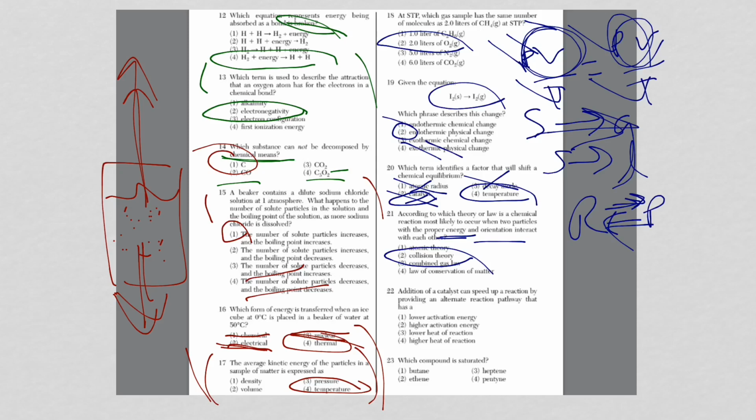All right, let's go to 22. Addition of a catalyst can speed up a reaction by providing an alternate reaction pathway that has, well, we just mentioned this before, but it would be a lower activation energy.